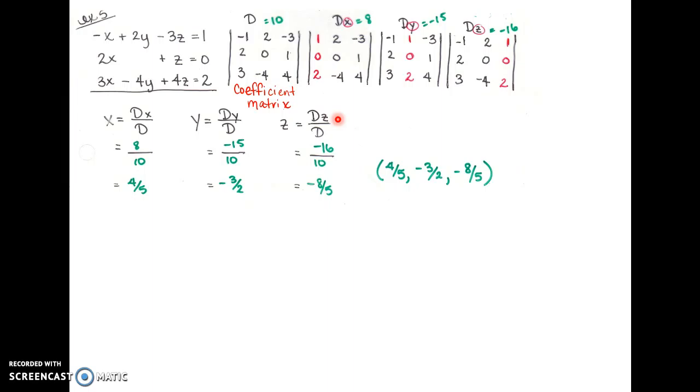So let's go grab these values that we got from our calculator. D sub x would be 8 and D would be 10. So 8 over 10 would give us 4/5. D sub y was negative 15 and D was 10. So negative 15 over 10 would give us negative 3/2 for y. And then D sub z was negative 16 and D was 10. So negative 16 over 10 would give us negative 8/5. And that would be the solution to our system.